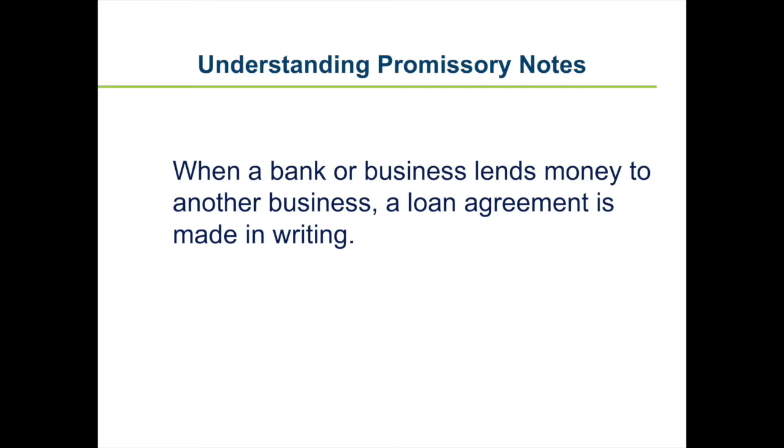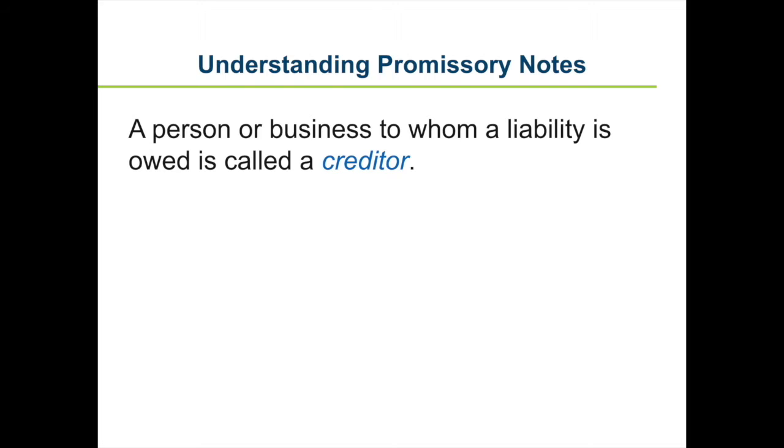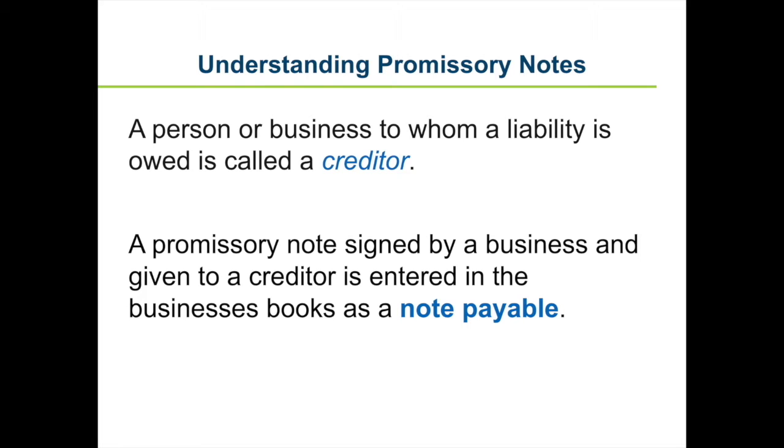Generally, when a bank or business lends money to another business, a loan agreement is made in writing. A written and signed promise to pay a sum of money at a specified time is called a promissory note. A person or a business to whom a liability is owed is called a creditor. A promissory note signed by a business and given to a creditor is entered in the business books as a notes payable.